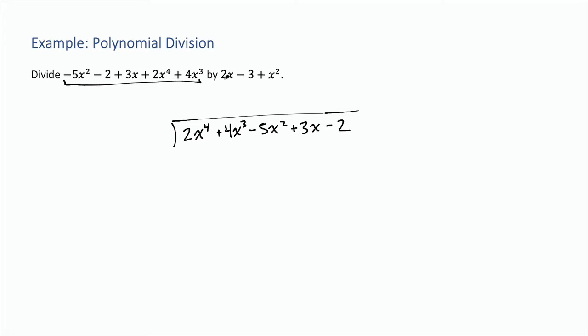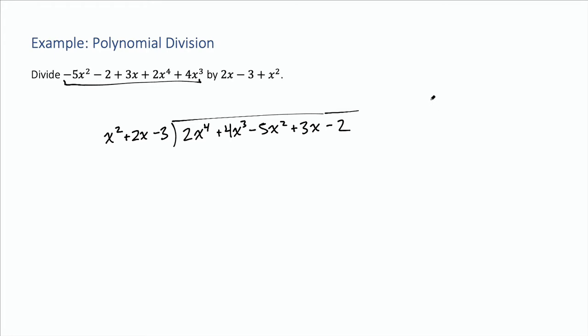And then we're dividing by this 2x minus 3 plus x squared, and we also want this in standard form. So we write the x squared first, that's the highest power of x, and then the 2x, and then the minus 3. Okay, now we're ready to do our long division.